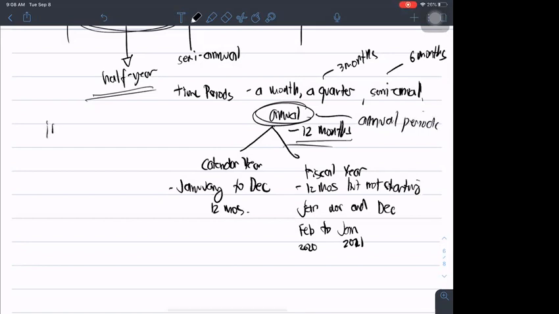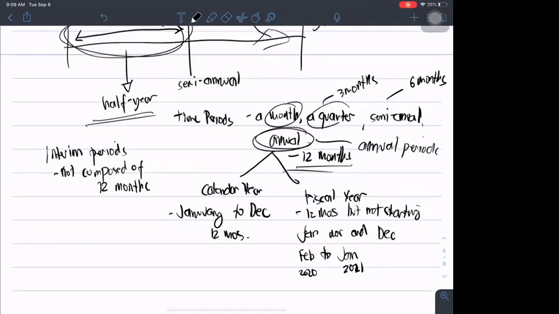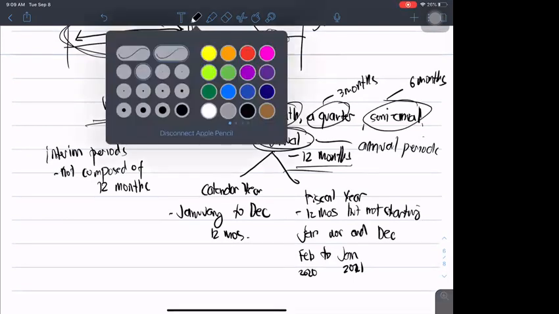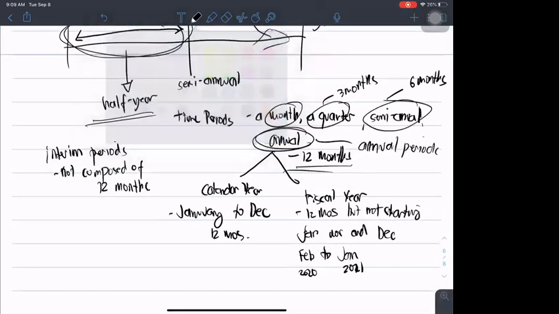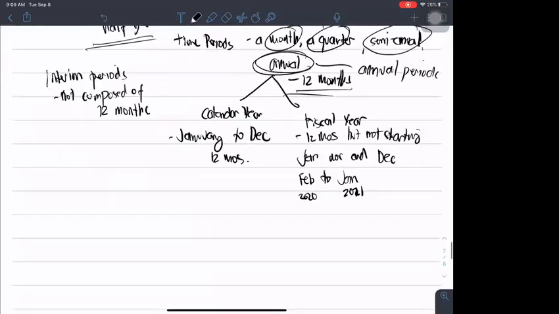We also have your interim periods, not composed of 12 months. So what are these interim periods? This can either be a month, a quarter, or semi-annual. Why? They are not composed of 12 months. So if ever you try to divide the life, we have these time periods that can be interim periods or annual periods, and your annual periods can either be a calendar year or a fiscal year. So that is the second concept, time period. Just take note, you record the transaction on the correct time period.